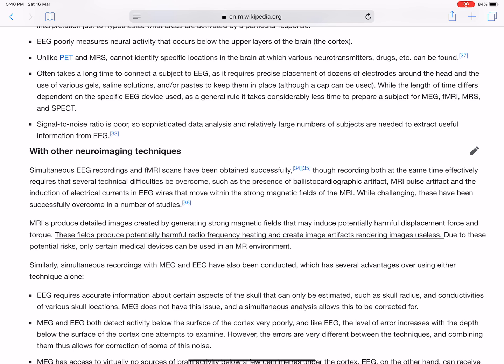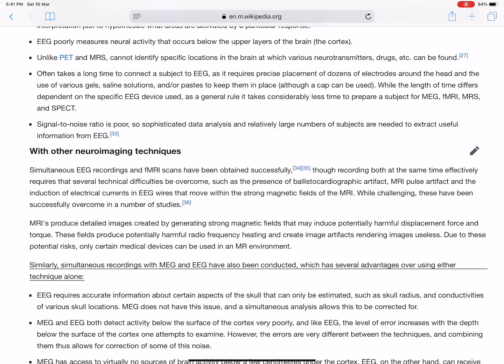These fields produce potentially harmful radio frequency heating and create image artifacts, rendering images useless. Due to these potential risks, only certain medical devices can be used in an MR environment. Similarly, simultaneous recordings with MEG and EEG have also been conducted, which has several advantages over using either technique alone.